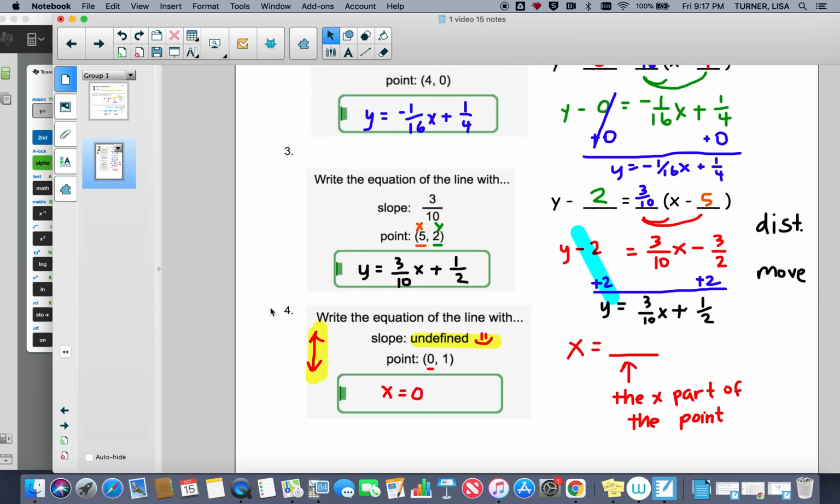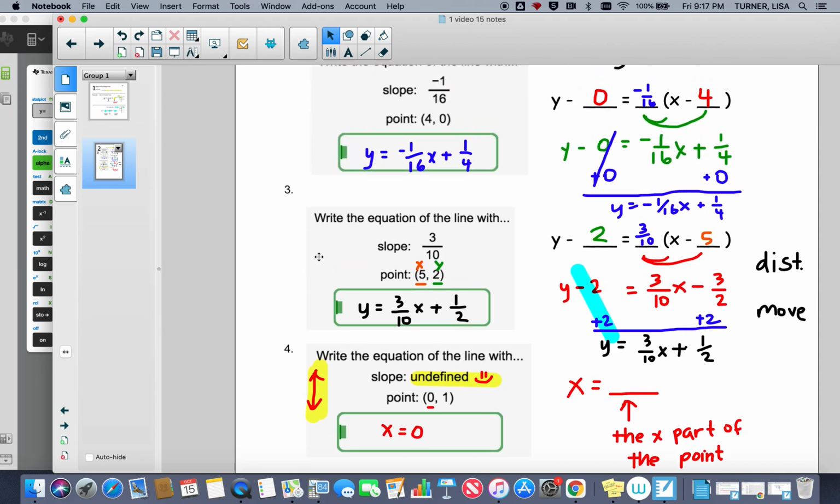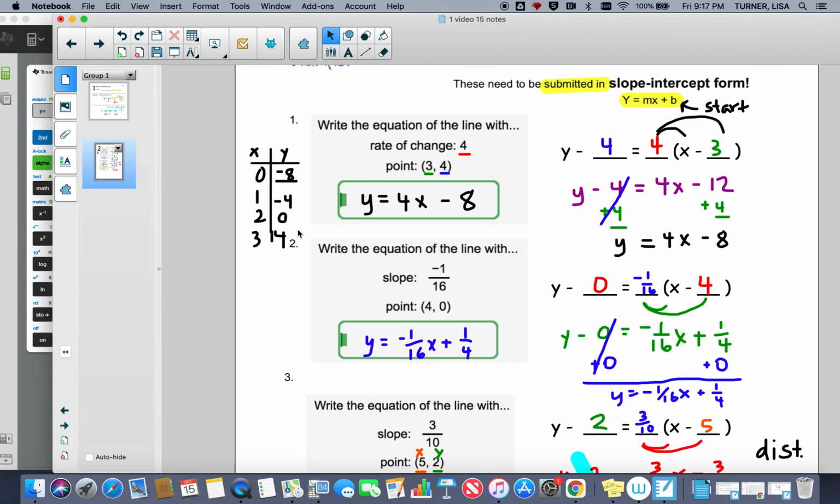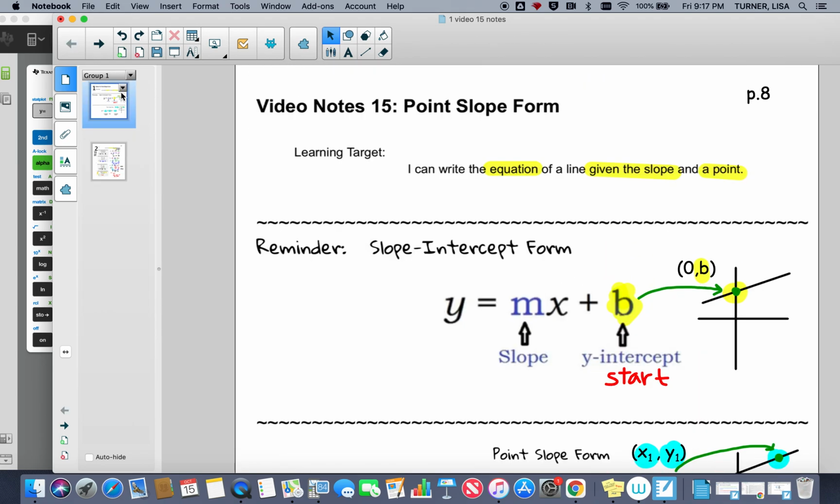So that's point slope. We need it most of the time when I'm given 3 things, except when it's undefined. Thank you for writing all this down and using this when you do your work.